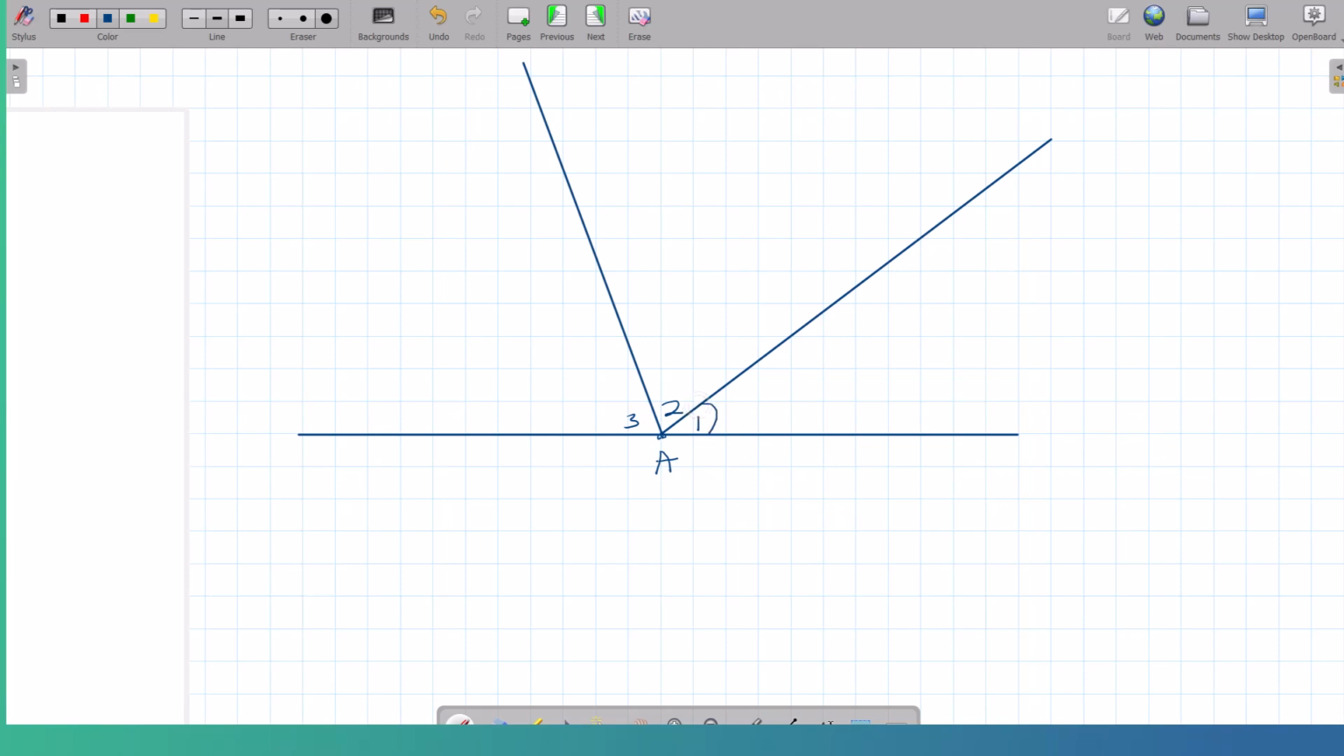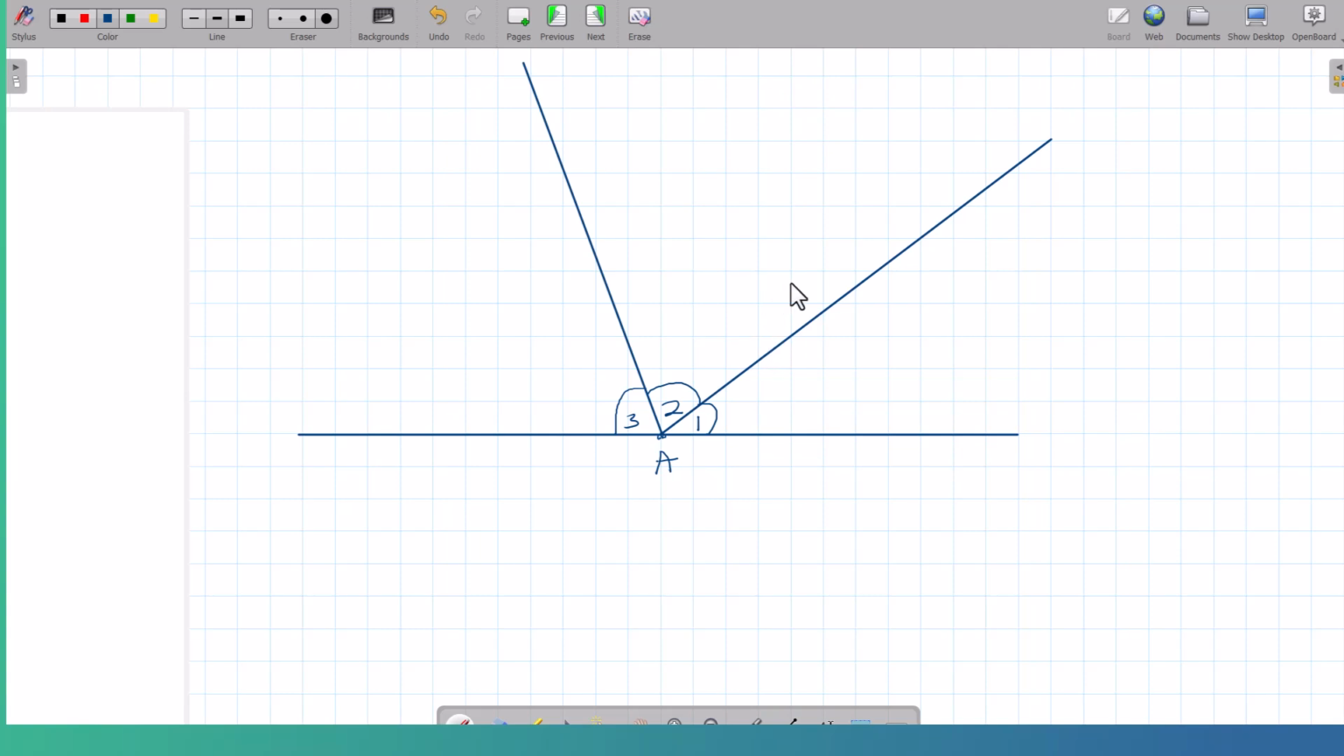Are we together, guys? Now, as you can see, these angles are next to each other. You see them, right? Now if they are next to each other, in mathematics we say that these angles are adjacent.